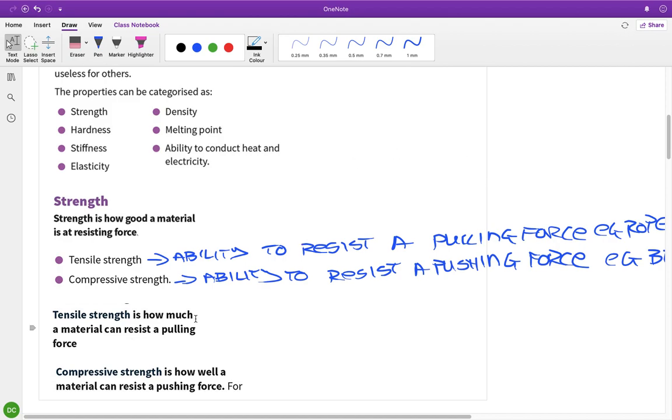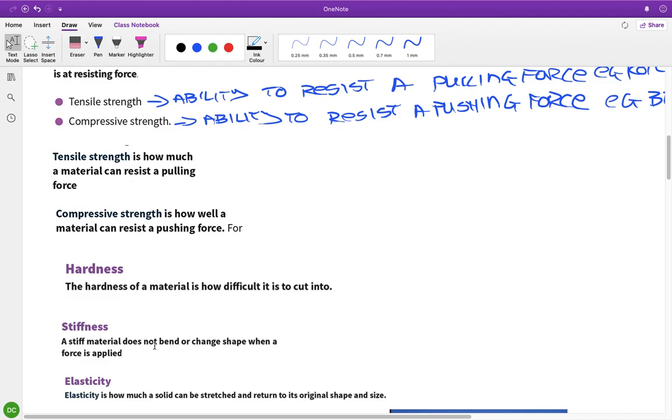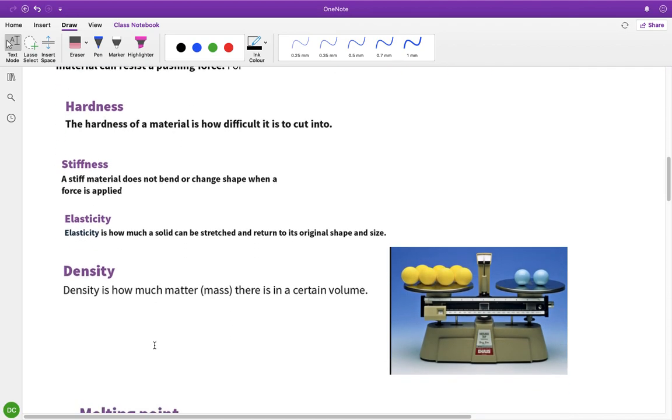Okay, anyway. Hardness is how difficult a material is to cut into. A good example of this is the hardest naturally occurring material on earth, which is diamond.